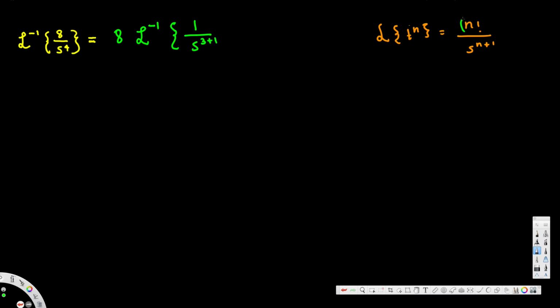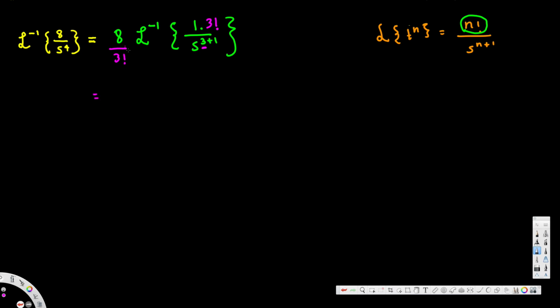So we have to have this n factorial in the numerator, right? Here we have 1. So to make this n factorial, in our case n is 3, so we have to put the same factorial, 3 factorial. But if we multiply this one by 3 factorial, we have to divide by 3 factorial as well, because we are just putting something that does not exist. If we multiply, we have to divide as well. So this is going to be 8 over 3 factorial, Laplace inverse of this one.